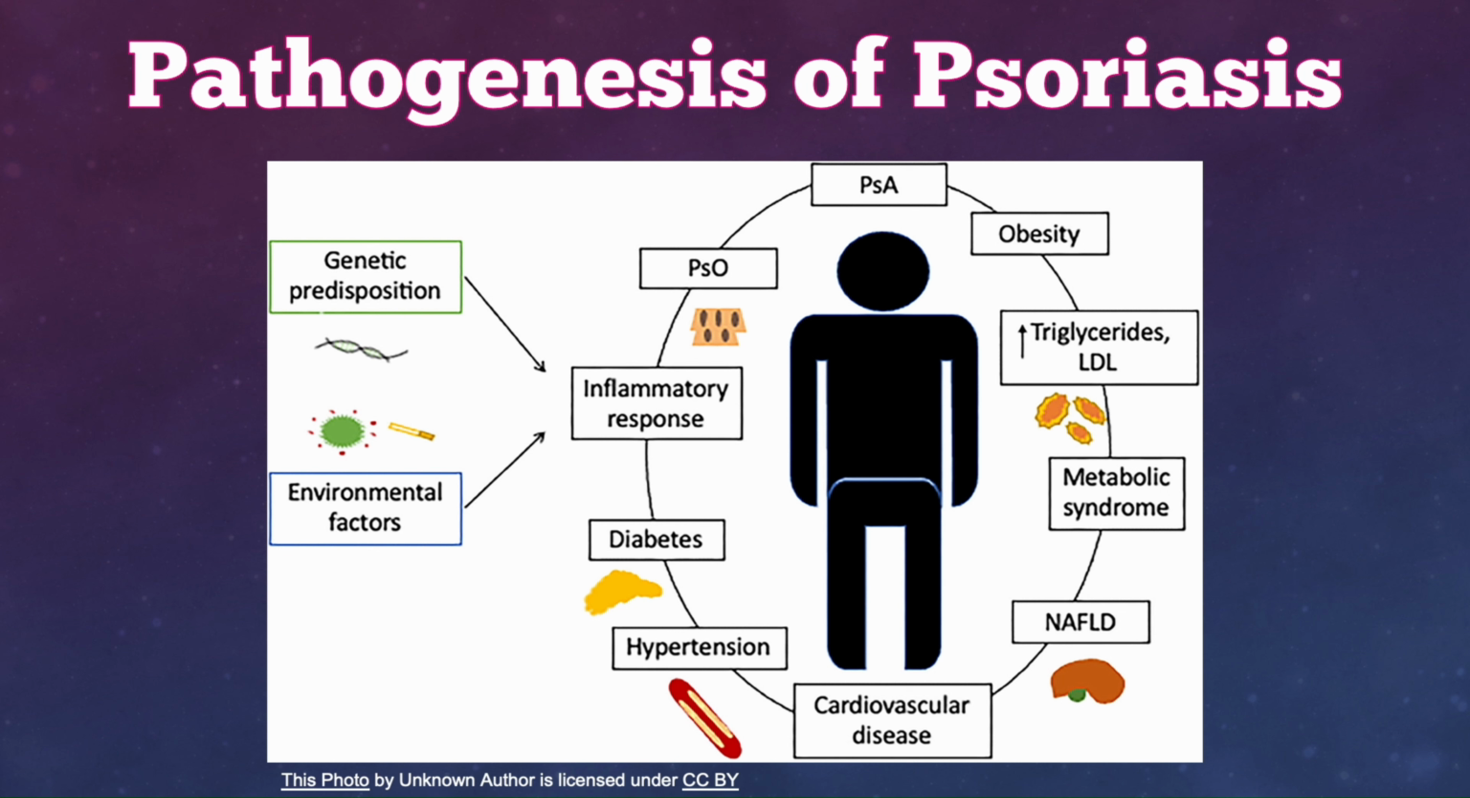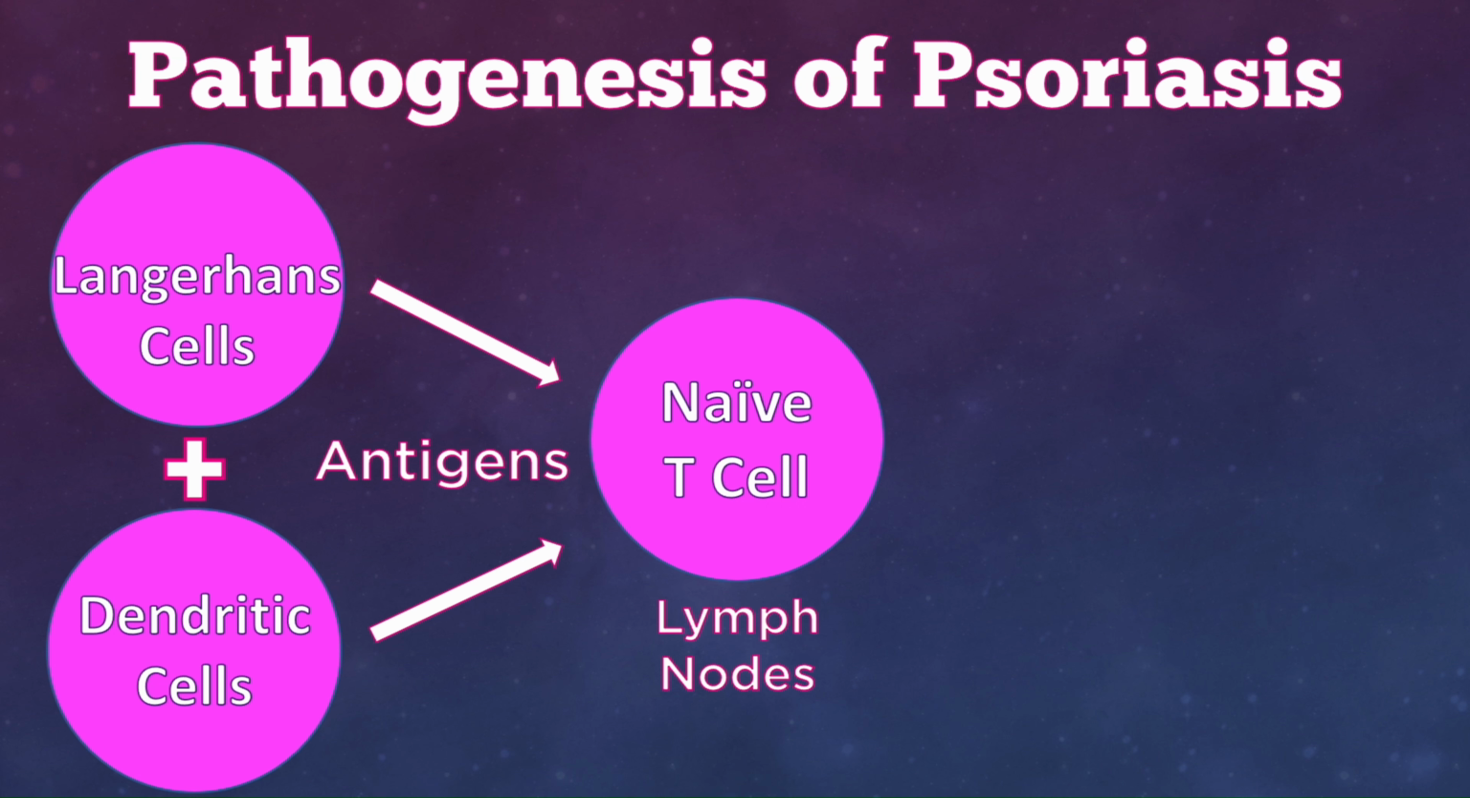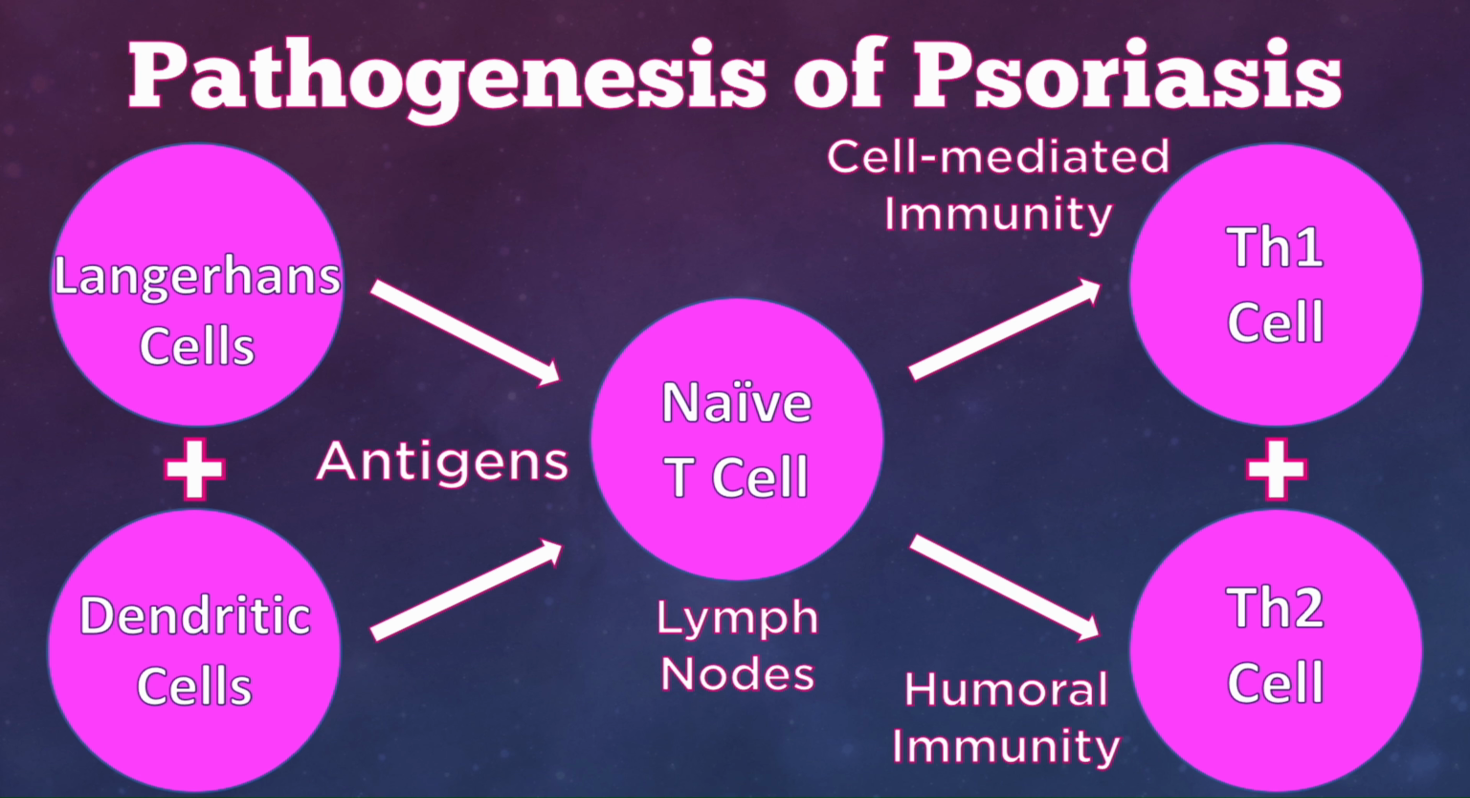Starting with some of the basics, remember that we have antigen-presenting cells such as Langerhans and dendritic cells in our skin that present antigens to naive T cells in the lymph nodes. This causes these T cells to differentiate into Th1 cells for cell-mediated immunity or Th2 cells for humoral immunity and antibody production. Welcome into the weeds. What are some of the cytokines that are involved in the Th1 pathway?